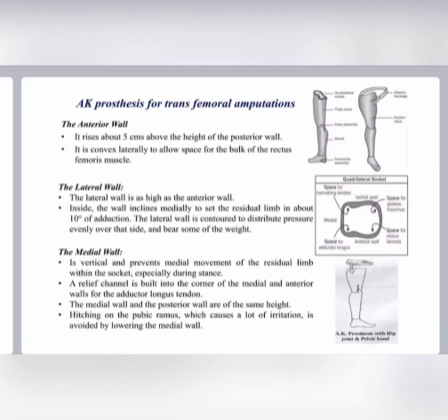The lateral wall is as high as the anterior wall. Inside, the wall inclines medially to set the residual limb evenly over that side and bears some of the weight. The medial wall is vertical and prevents medial movement of the residual limb within the socket, especially during stance. A relief channel is built into the corner of the medial and anterior walls for the adductor longus tendon. The medial wall and the posterior wall are of the same height. Hitching on the pubic ramus, which causes a lot of irritation, is avoided by lowering the medial wall.